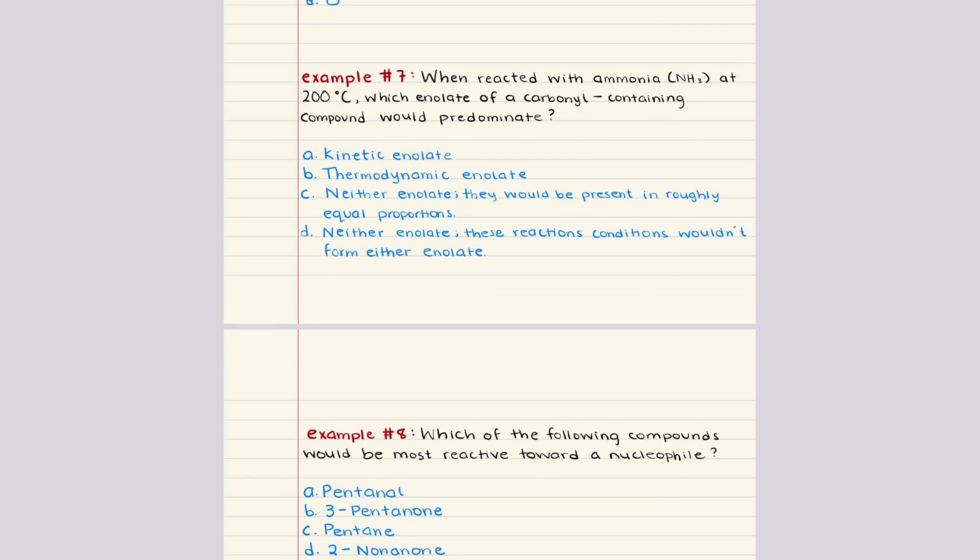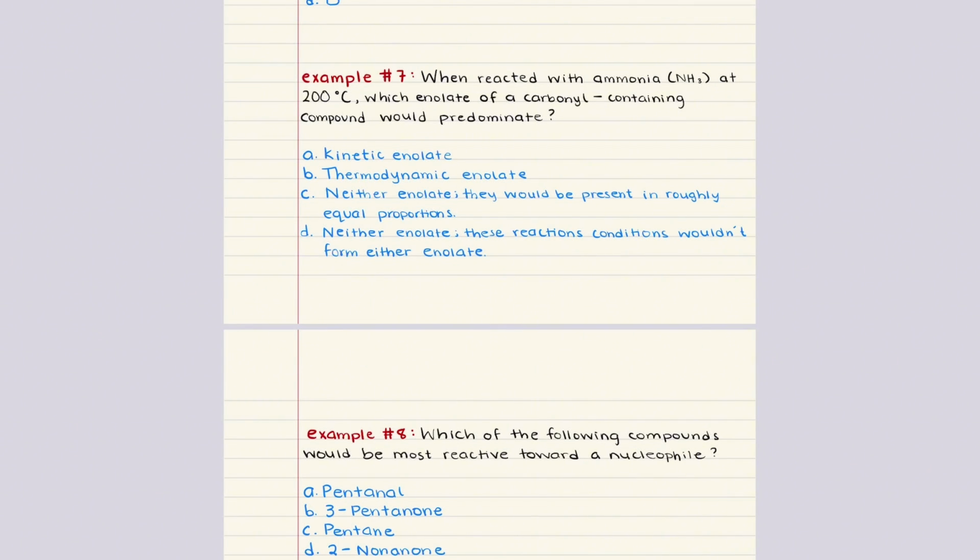Problem 7 says, when reacted with ammonia at 200 degrees Celsius, which enolate of a carbonyl-containing compound would predominate? To solve this problem, we really need to think about the conditions that favor the formation of kinetic versus thermodynamic enolates. The kinetic enolate forms more quickly. It's the product of deprotonation at the less substituted alpha carbon because that hydrogen is more accessible. Formation of the kinetic enolate is favored by low temperatures and strong bulky bases and irreversible conditions.